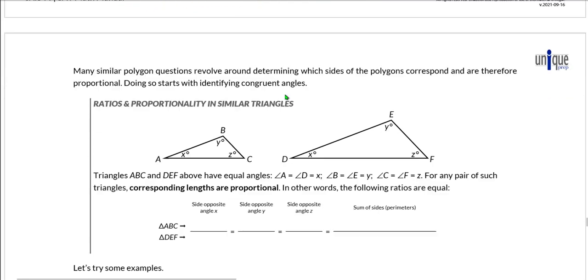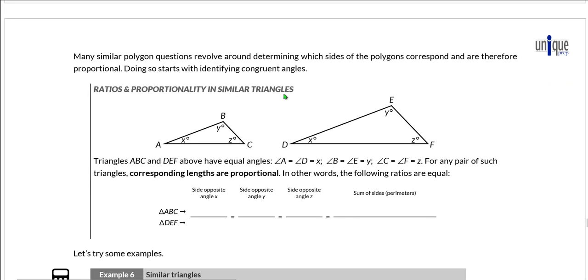At the top of the next page, let's go ahead and talk a little bit more about those ratios and that proportionality in similar triangles. So again, if we are given two triangles that have three congruent angles, so I have angle X and angle X, obviously X is equal to X, Y equal to Y, Z equal to Z, but the triangle on the right is clearly larger than the triangle on the left.